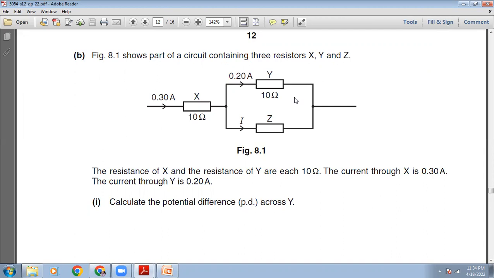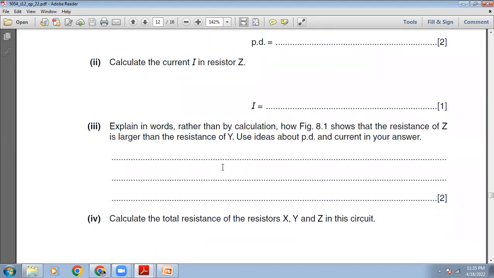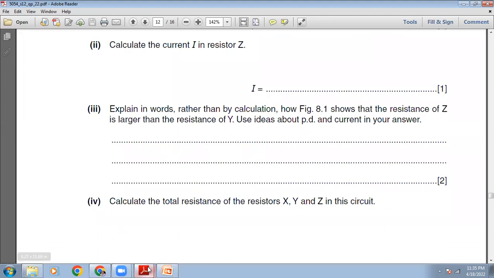You see, if the current becomes half, the resistance has to be double to get the same value of the voltage drop, because V equals IR. If the I value becomes half, the R value has to be doubled to get the same V value, because V equals IR. If the voltage is supposed to remain the same, then if the current becomes half, for example, in one branch it is 0.2 ampere, in the other branch it is 0.1 ampere, then the resistance in that Z branch has to be doubled to get the same voltage. V equals IR. So it's a 2 marks question. It's a star question. Note it down.